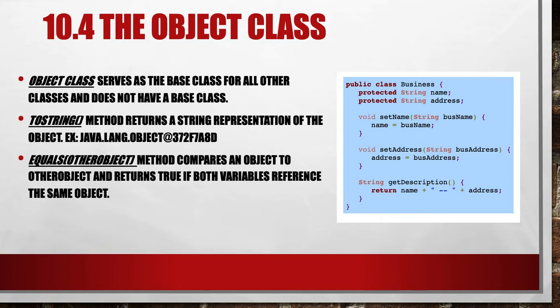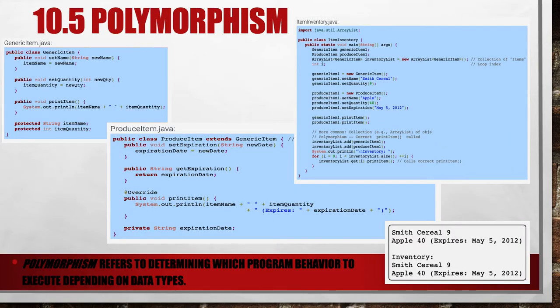10.5, polymorphism refers to the program behavior being executed depending on the data type. Here you see the program being called from the base class. Basically, this is the item inventory, and the data is replicated.